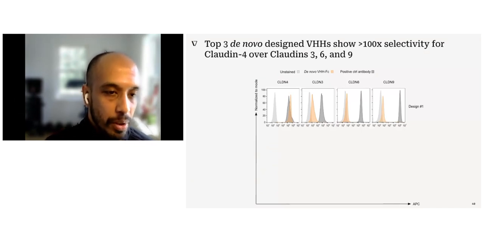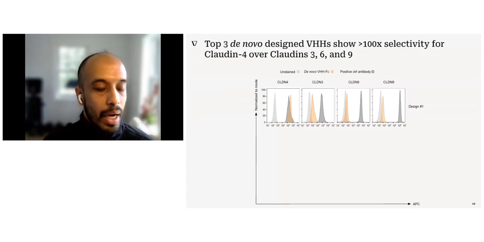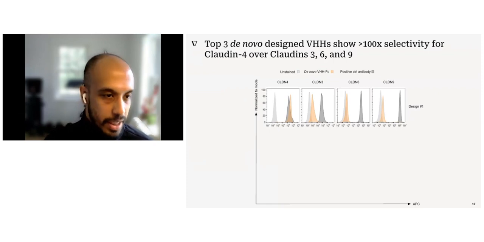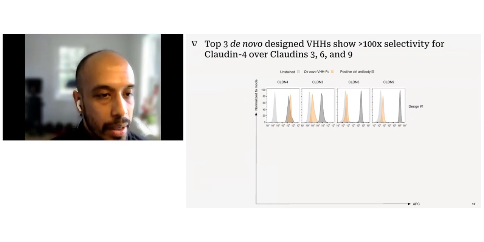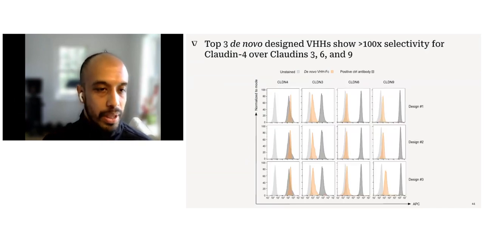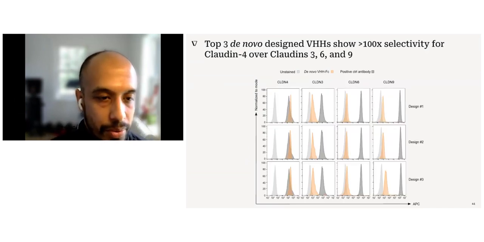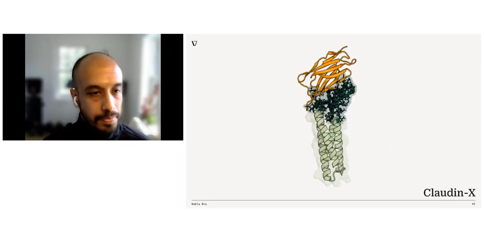So in the top left plot here, the binding profile for design 1 overlaps with that of a positive control antibody known to bind Claudin 4 specifically, and the light gray distribution here shows unstained cell control, basically indicating what non-binding would look like. And we can see that our design 1 is not binding Claudin 3, 6, or 9. And we repeated this characterization for those 3 Claudin 4 binding designs and saw a similar result across the board.